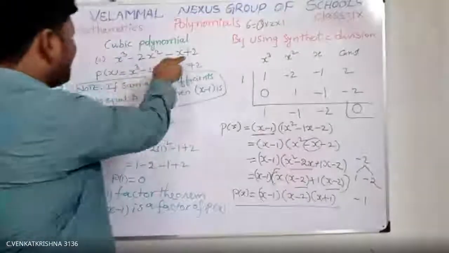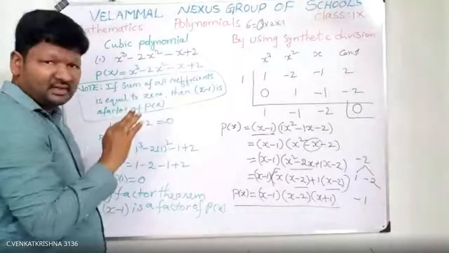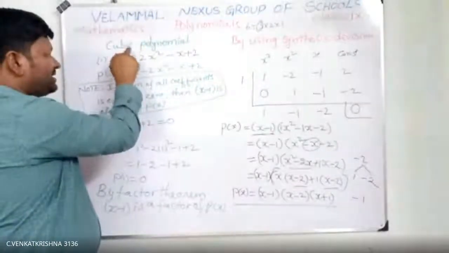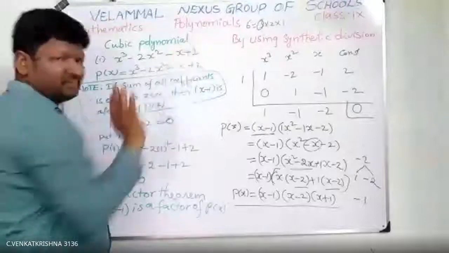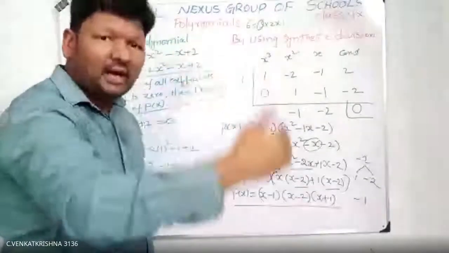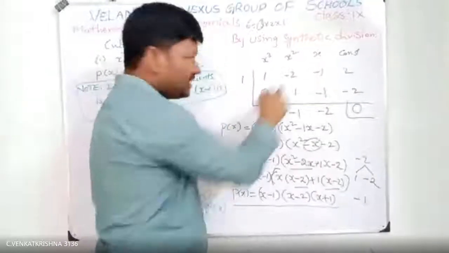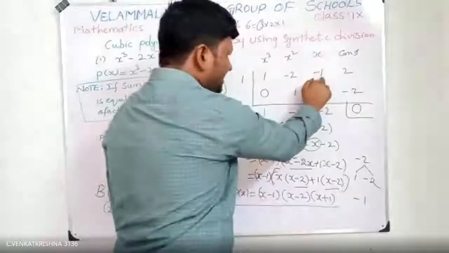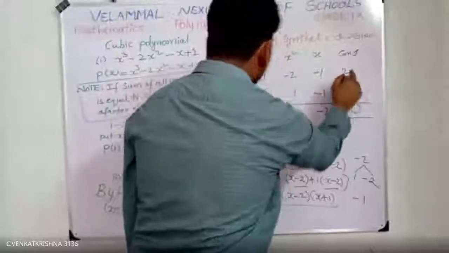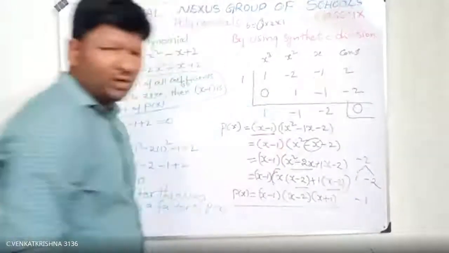Our polynomial is x cubed, x squared, x, constant. Same, degree 3, 2, 1, 0, in the same descending order of powers. The x cubed coefficient is 1. The x squared coefficient is minus 2. The x coefficient is minus 1 and the constant number is 2. The same here. In the given question, I wrote the coefficients.